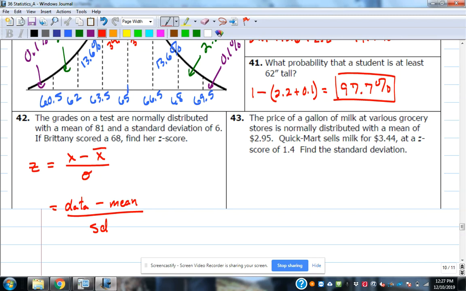if you have to find a z-score. So they give us the mean of 81, a standard deviation of 6. Brittany scored a 68. Find her z-score. We want to compare Brittany's score to somebody else's in another class, but we want to compare it with a normal curve out of that. So we're going to plug all that stuff into this formula. 68 minus 81 divided by 6. That's how we're going to do that.